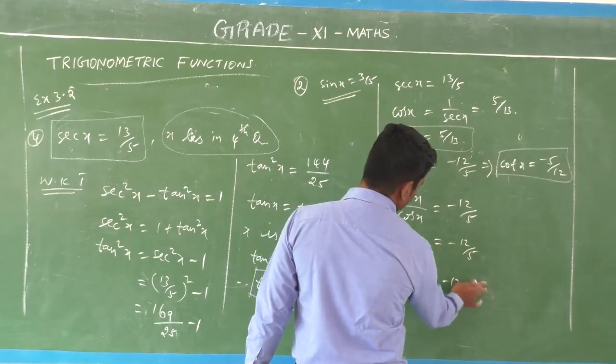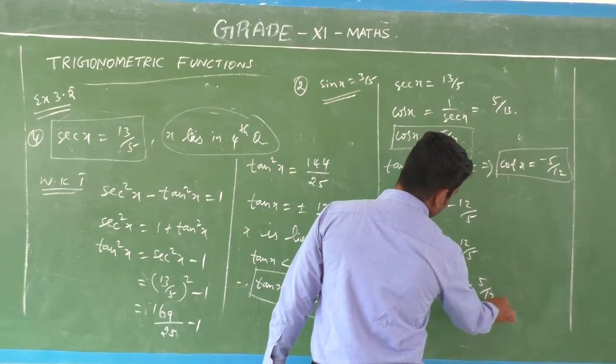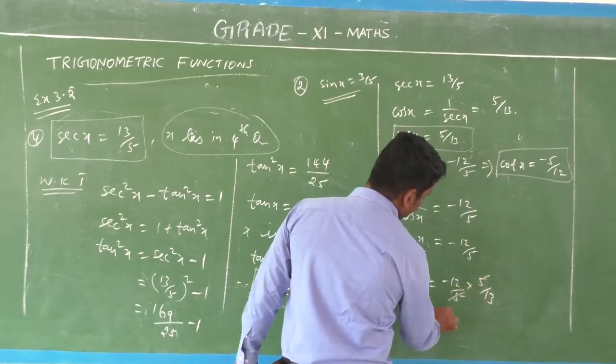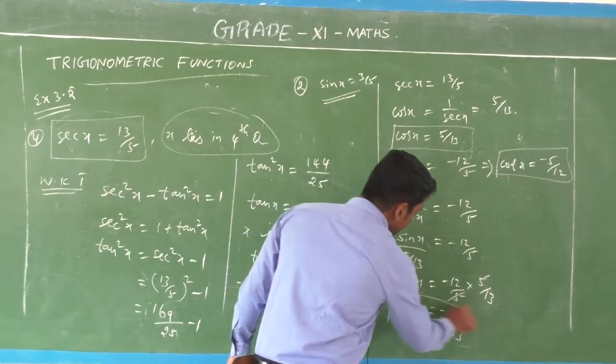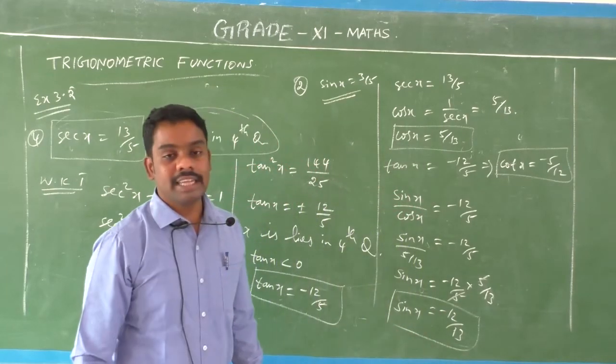Sorry, denominator. So 5 by 30. Right, 5 cancel. So minus 12 by 30. Sin x value is minus 12 by 30.